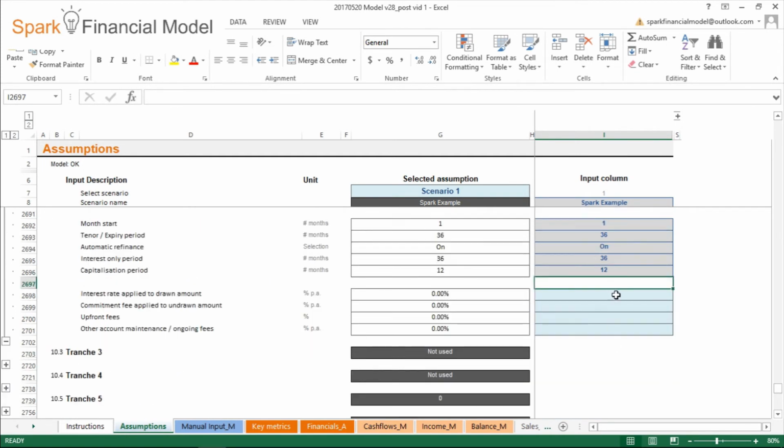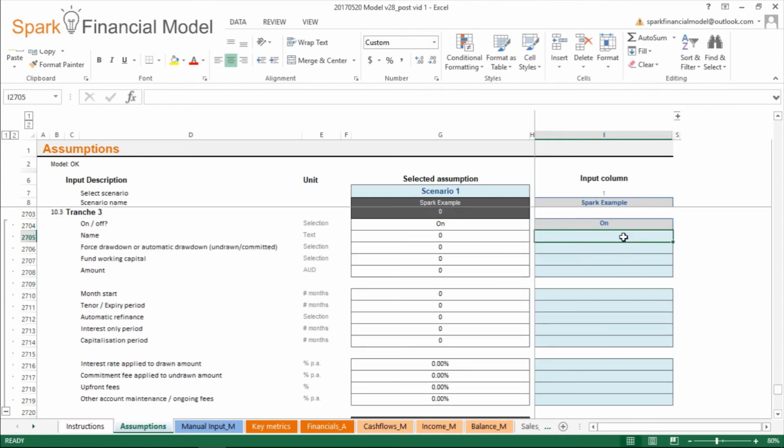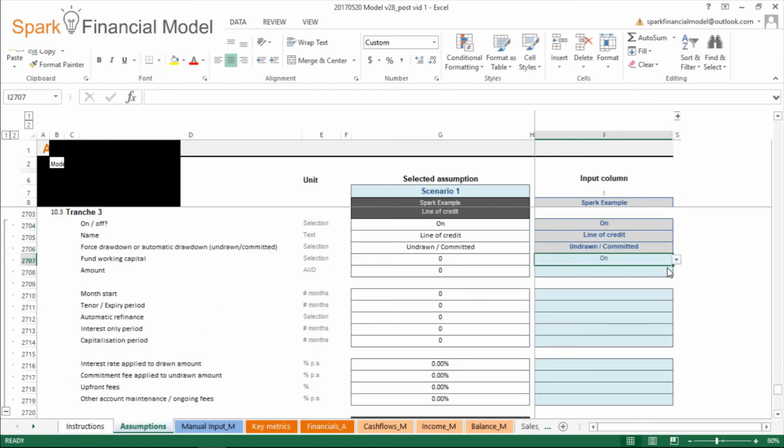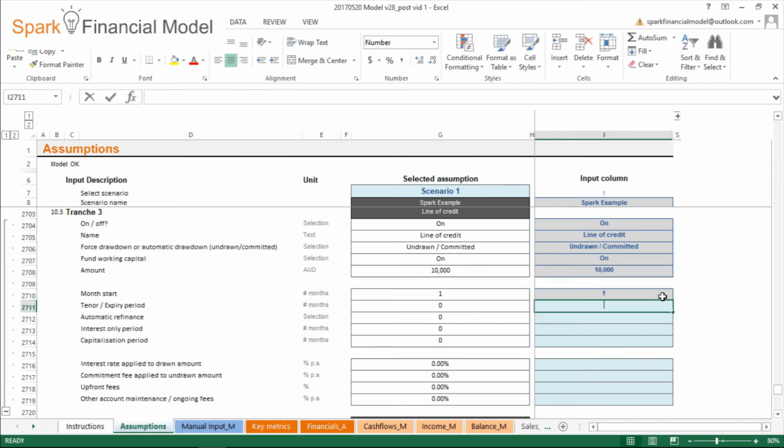Let's say the interest is 5%. Commitment fees are 0.5% with no upfront or maintenance fees. In the last example, we've set up a line of credit that will be used to fund day-to-day operations. This is done by turning on the fund working capital switch.